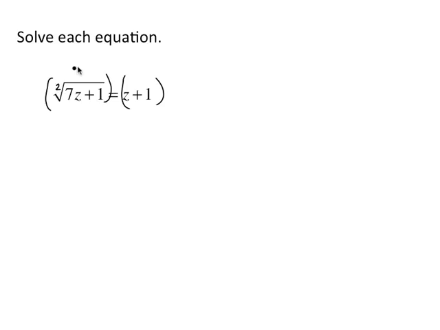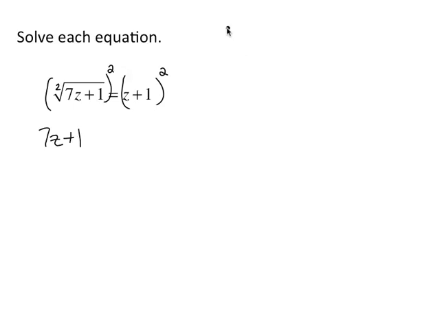So here we have an understood 2, which means we're going to raise the left-hand side to the second power and the right-hand side to the second power. When we take the square root of something and then square it, we just get what's inside the radicand. So 7z plus 1. Now here you need to be careful because we're squaring the binomial z plus 1, not just z and then the 1.